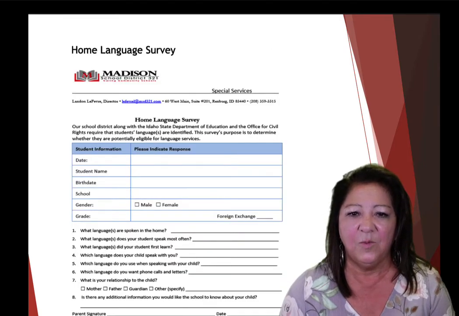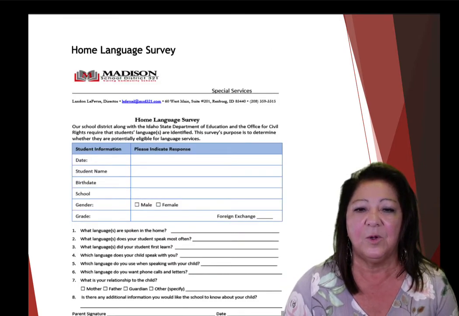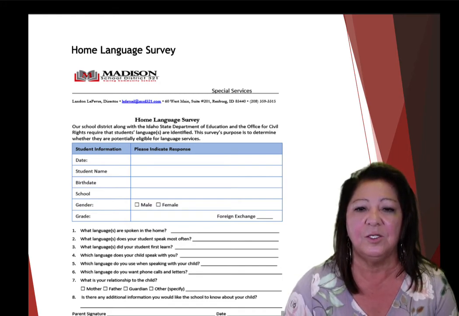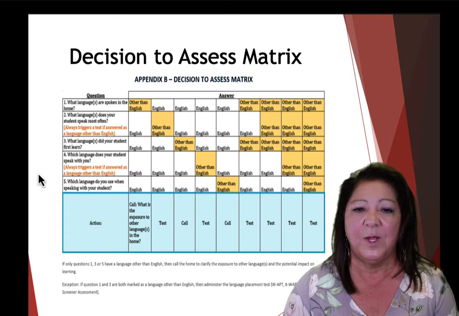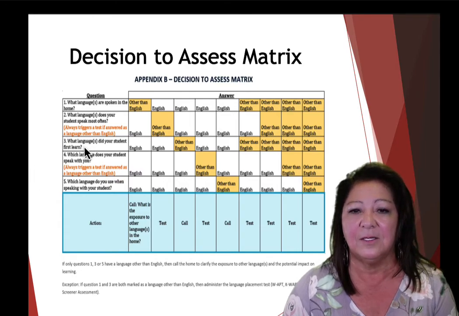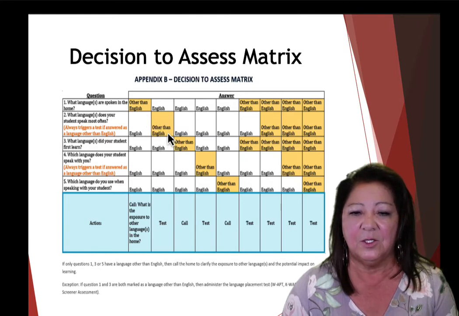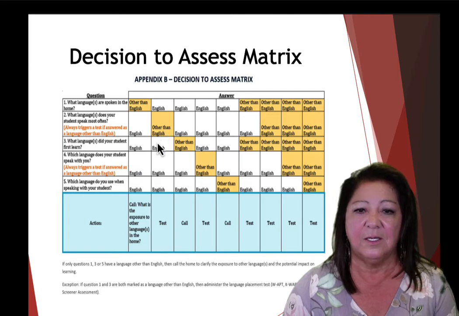This is our home language survey form that is required to be on our InfoSnap registration so that we can identify students that have a different language other than English. When they are identified as another language, I will review the home language survey to make sure that it may just be the parent that speaks a different language.